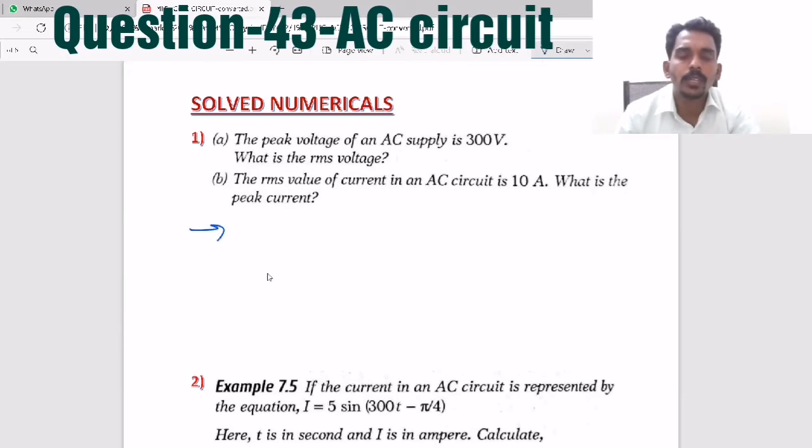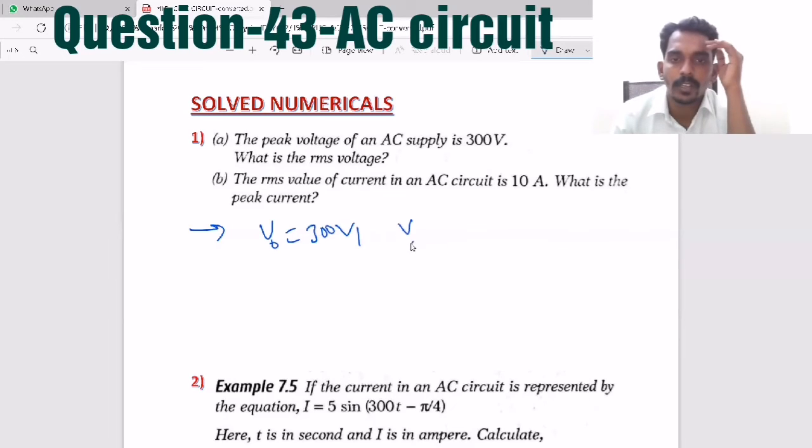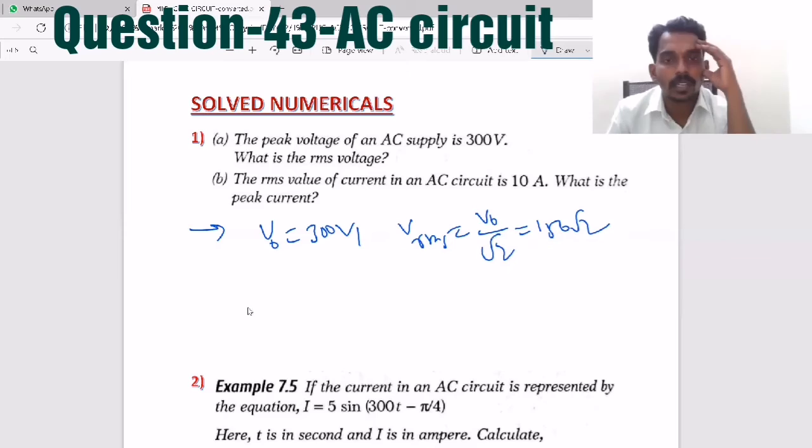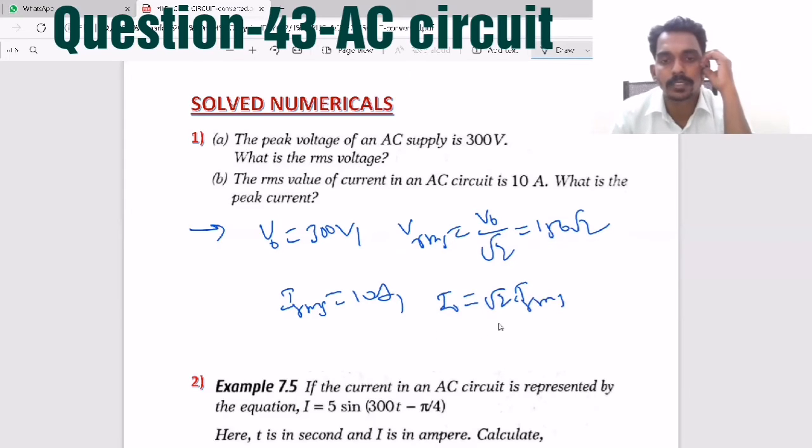Now here, the peak voltage of an AC supply is 300 volt. What is the RMS voltage? So now V naught is given as 300 volt. Now V RMS equal to what? V naught by root 2, nothing but 150 root 2, just substitute. Now the RMS value of current in an AC circuit is 10. Then they are asking peak value. That means I naught, that is root 2 I RMS, nothing but 10 root 2.